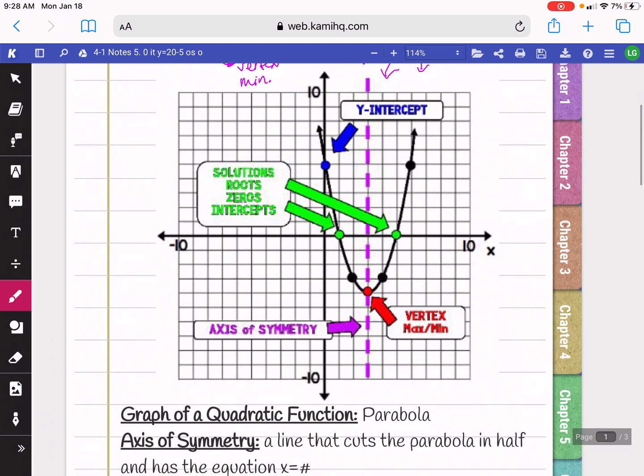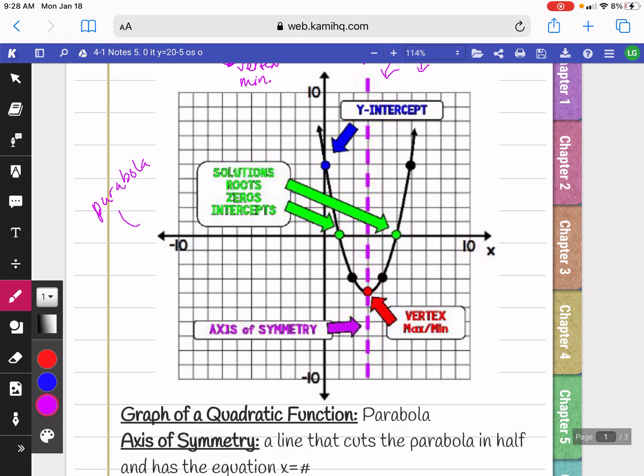Some other key features besides your vertex are your axis of symmetry. So that line that cuts through the middle of your graph is called an axis of symmetry. Your x-intercepts, where the graph crosses the x-axis. For parabolas or quadratic functions, they can have up to 2 x-intercepts. And another name for x-intercepts that we're going to be using a lot in this chapter is zeros. The reason they're called zeros is because on the x-axis, y is equal to 0. The name of this graph, I mentioned it, but again, the U-shaped graphs are called parabolas. So the graphs are called parabolas if they look like a U.